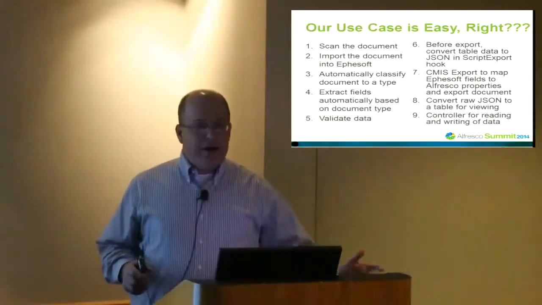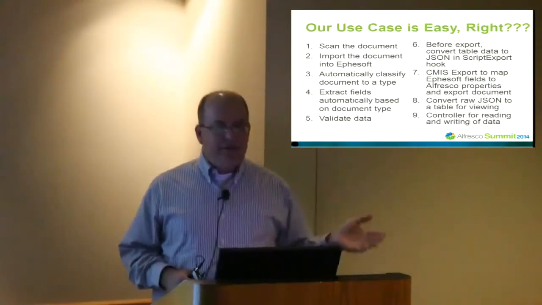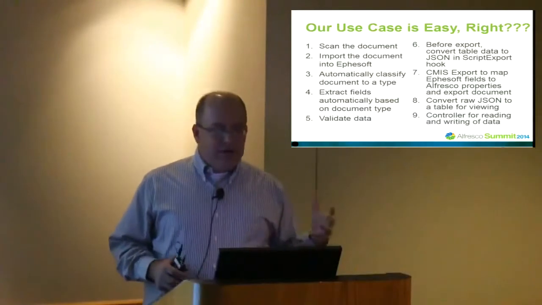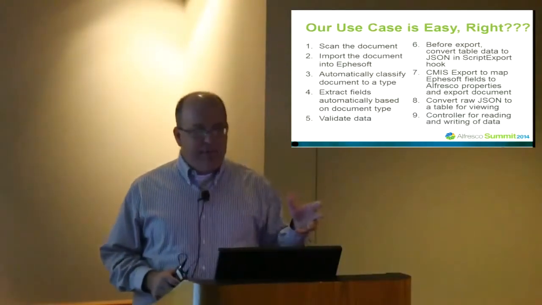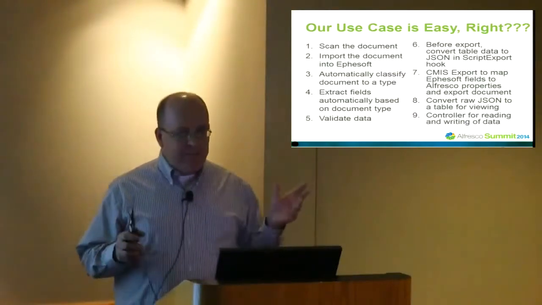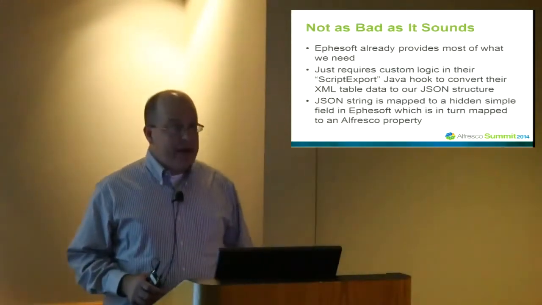So this is easy, right? All we've got to do is get a scanned document, import the document, classify it, extract the fields, validate the data, convert the table data to JSON, and use our script export hook. Then use Ephesoft's export to map the properties to Alfresco and export everything, and then use a controller to view it. But really, it's not as bad as it sounds, right?